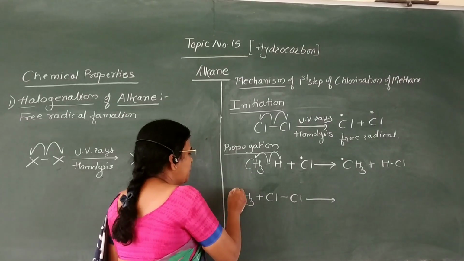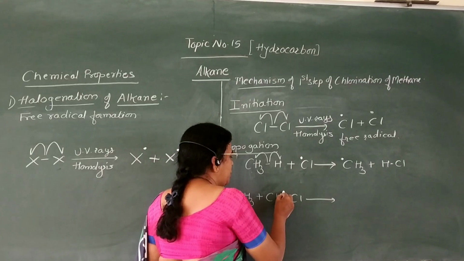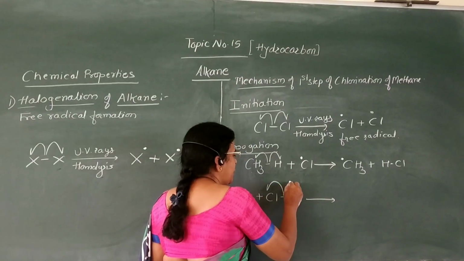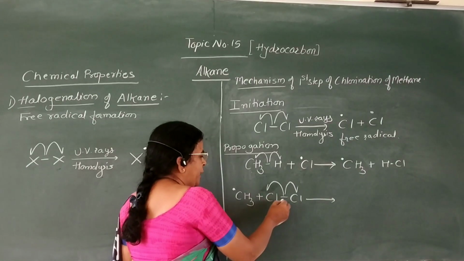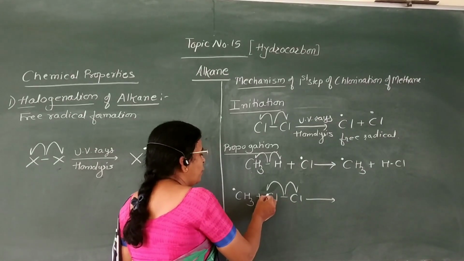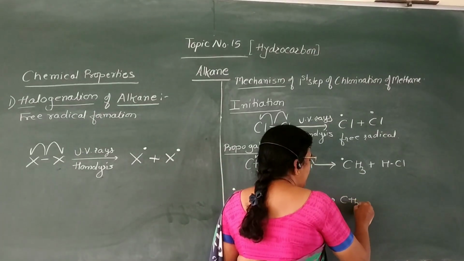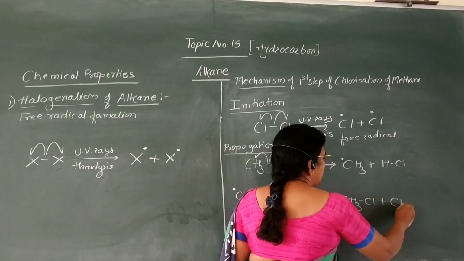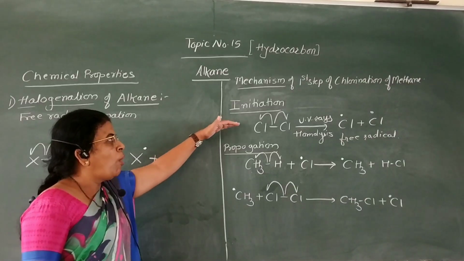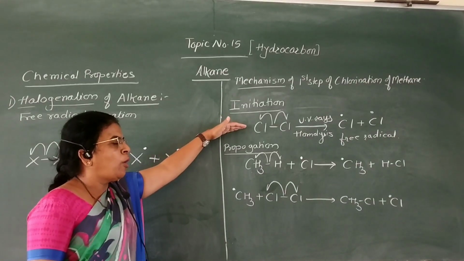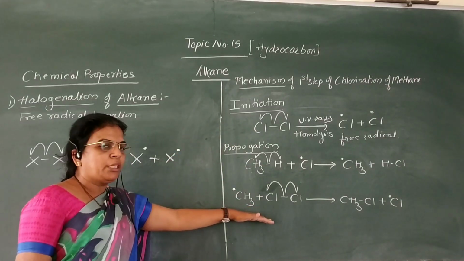Now this CH3 free radical then combines with a chlorine molecule. That is, this chlorine molecule undergoes homolysis or homolytic bond fission, and this free radical of chlorine gets attached to this CH3 free radical to form CH3Cl plus Cl free radical. In this way, this is the mechanism of chlorination of methane, or the first step of chlorination of methane. This is the first step, that is, formation of methyl chloride.